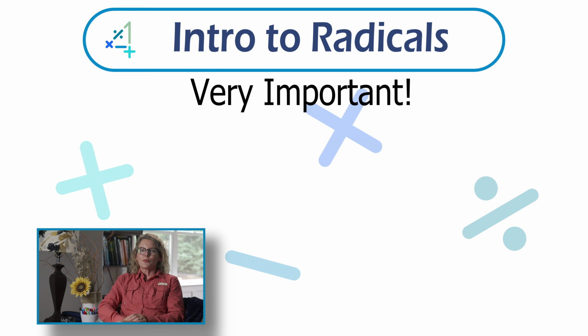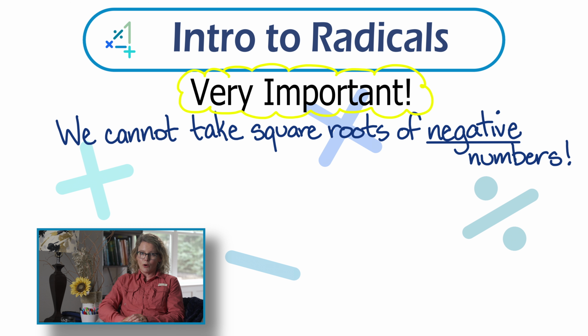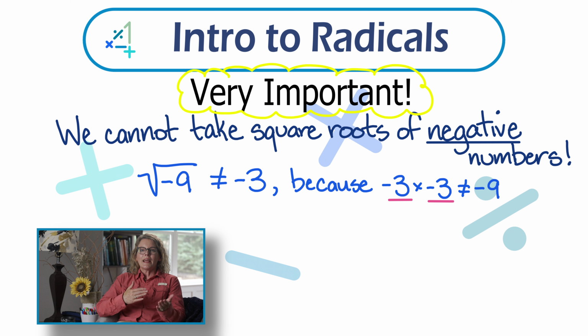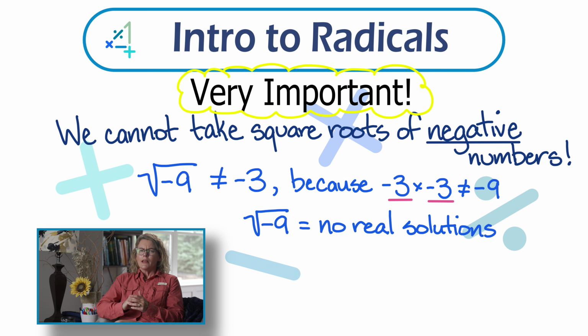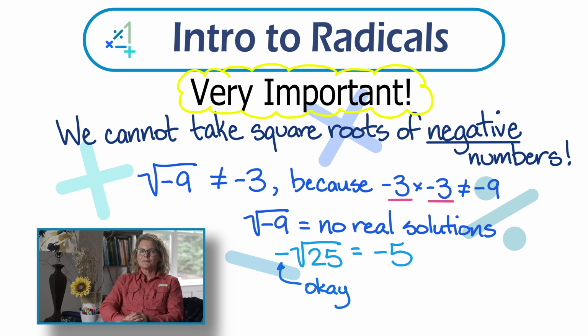Finally, one very special property of square roots is that we cannot take the square root of a negative number. So, if you see the square root of -9, it does not equal -3, because -3 times -3 doesn't equal -9. It would equal +9. So you would write no real solutions, implying that there are imaginary solutions, which you're going to learn about in Algebra 2. Now, the negative sign can be on the outside of the radical, such as negative square root of 25 does equal negative 5.